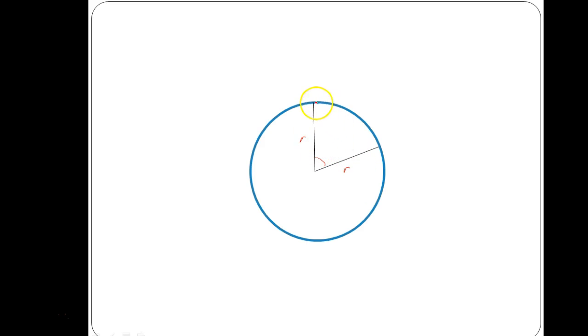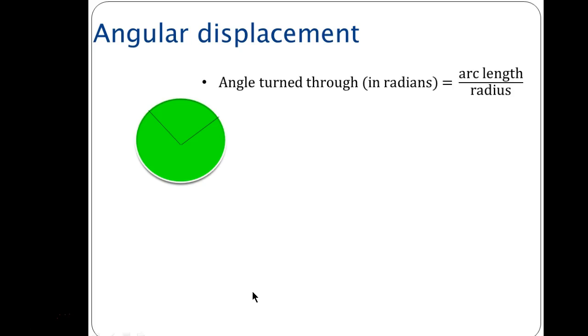So when the arc length is equal to the length of the radius, we've got an angle of 1 radian. And so this is a measure of the angular displacement. And so the angle turned through in radians is found by dividing the arc length by the radius. And so the angle theta can be defined as s over r, where s represents the arc length and r represents the radius.